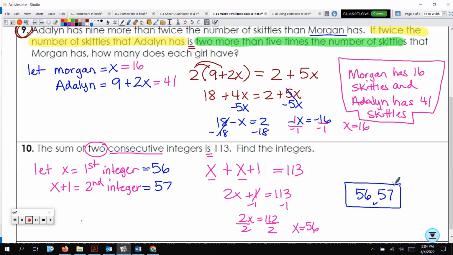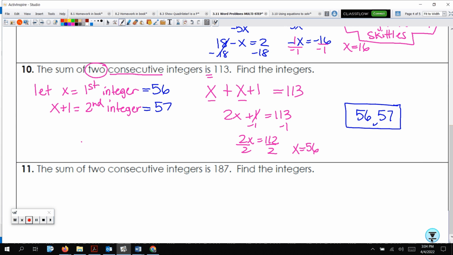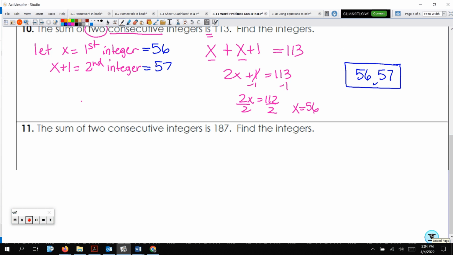All right, let's do it again. We have one more integer problem, and I do so like these ones. Oh, look, it's at the bottom of our paper. I was on the next slide. Move it on up. All right, number 11 says the sum of 2 consecutive integers is 187.